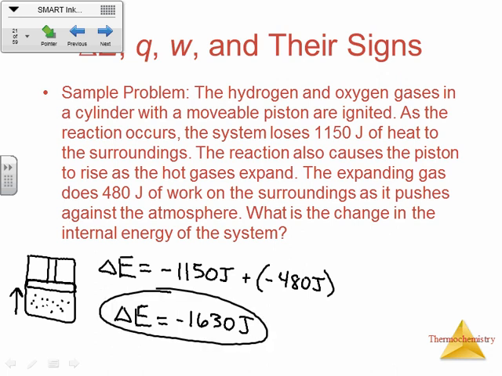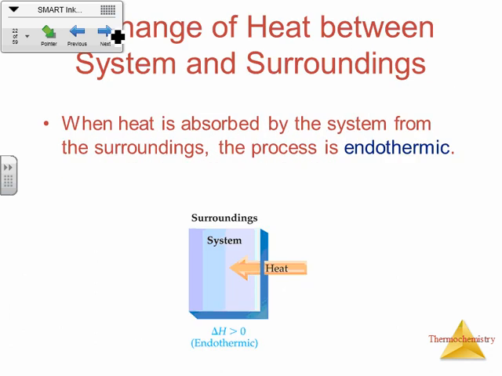Because it's negative, it means that energy is flowing out of the system into the surroundings. Now, the exchange of heat between system and surroundings. So heat specifically is what we're talking about now, and these terms you should be more familiar with.